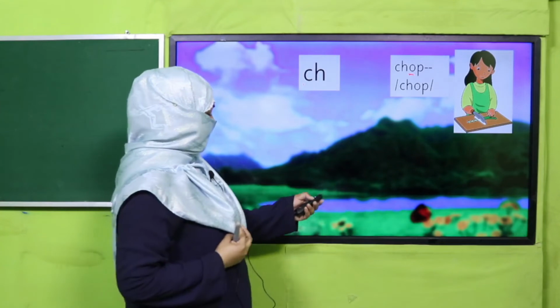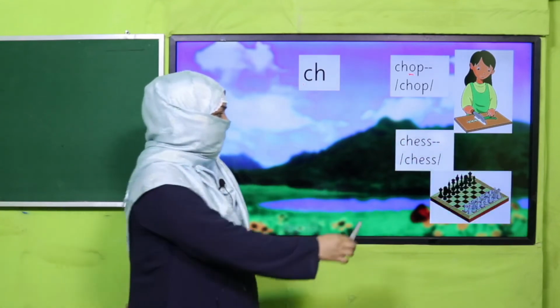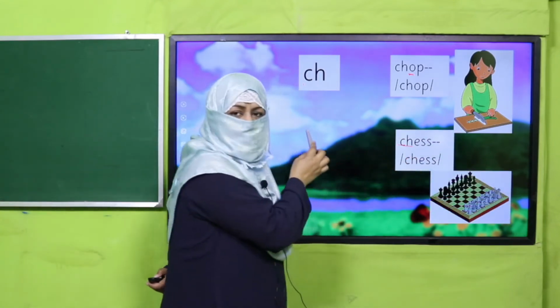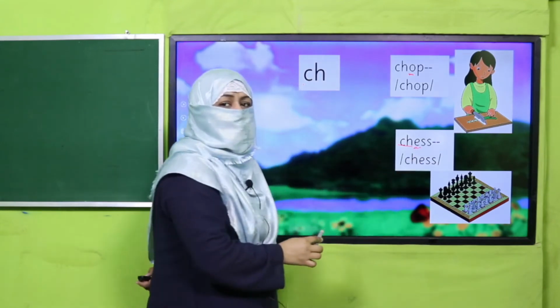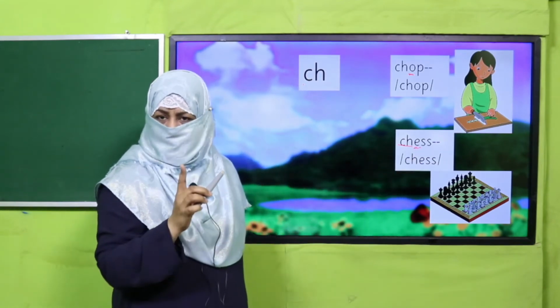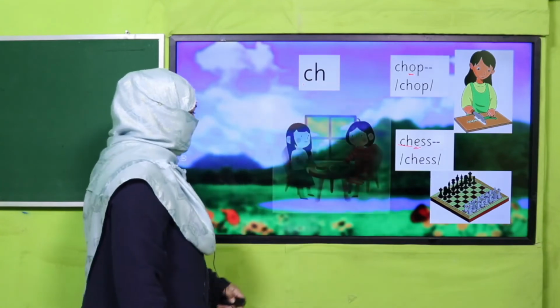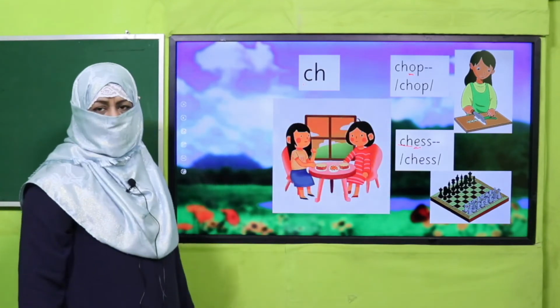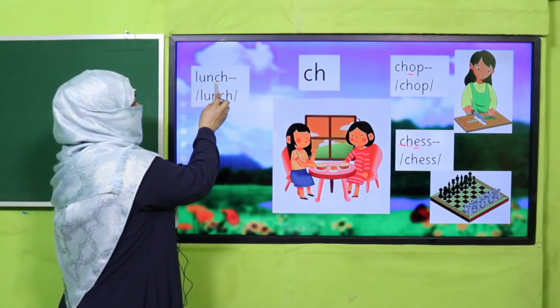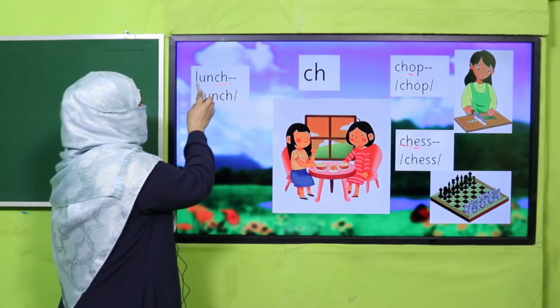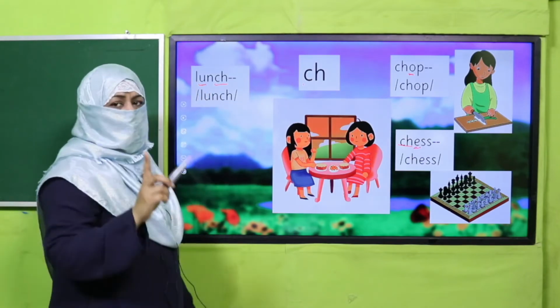Understand? The other example is, again, you see, CH, we cannot break it. It's a digraph and there is one vowel sound, so it's one syllable word. You got it? The next example is, look at this picture. There are many things. For example, lunch. Now you see, it's a digraph. We cannot break it. There is only one vowel sound. That's why it's one syllable word.